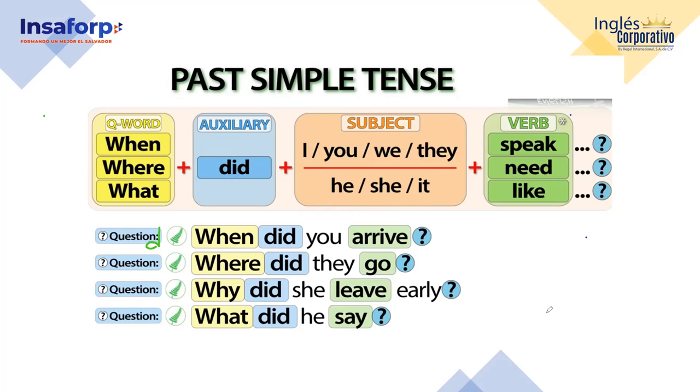The winner. Okay. Because it is a past event, I can use any WH word, auxiliary, subject, verb, and complement, if it is possible. And I have these ones. When did you arrive? Where did you go? Why did she leave early? What did he say?